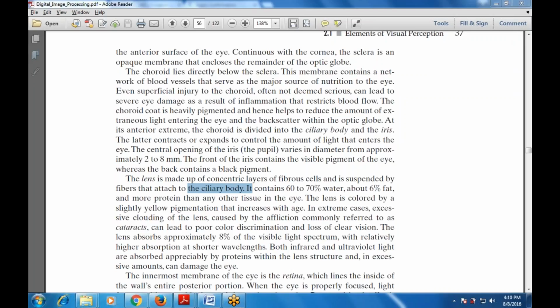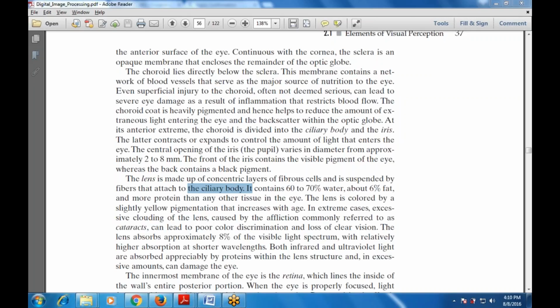In extreme cases, excessive clouding of the lens caused by affliction, commonly referred to as cataracts, can lead to poor color discrimination and loss of clear vision.